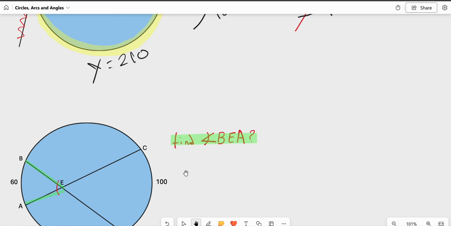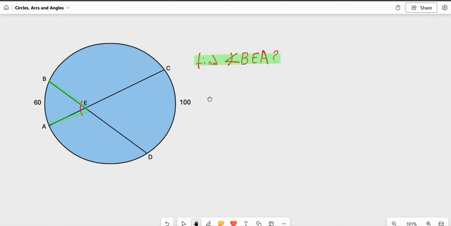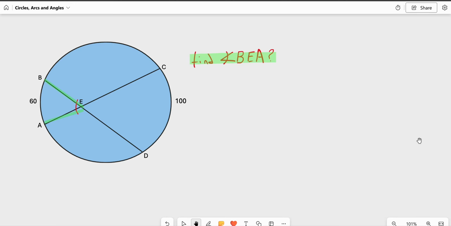let's move now to another exercise. And in this one, we need to find angle BEA, the green angle. This angle here, the red one, created by these two chords, highlighted green. Now, what type of angle is this? Yes, this is an interior angle.